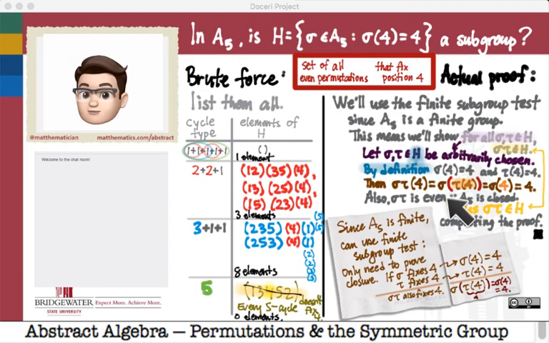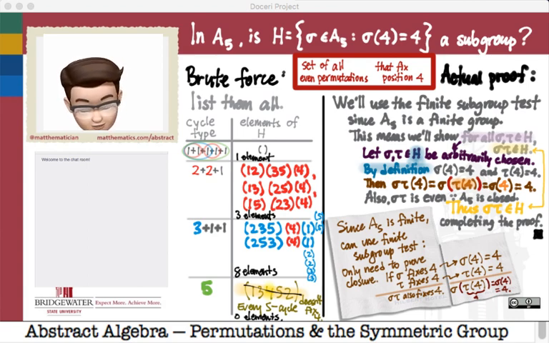Another way to express this is we know that A5 is closed under the operation of the group. Why? Because we know A5 is a subgroup. We've already proved that A5 is a subgroup of S5. Therefore, it has the closure property itself. So sigma tau is going to remain in A5 as well. So this subset of A5 actually does end up being a subgroup of A5, which we just proved using the finite subgroup test.